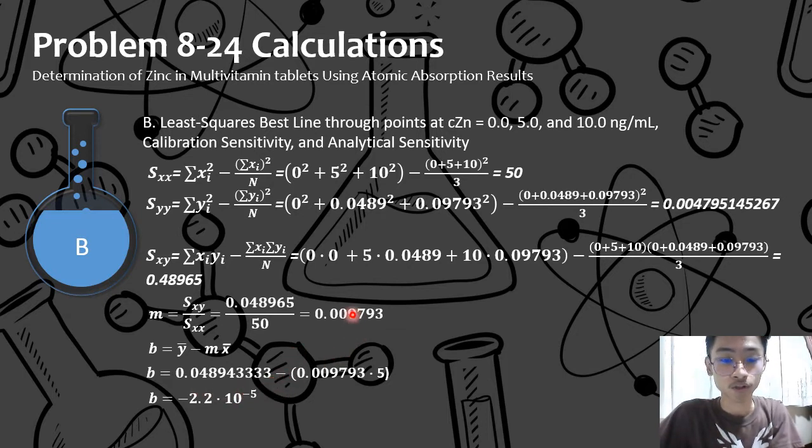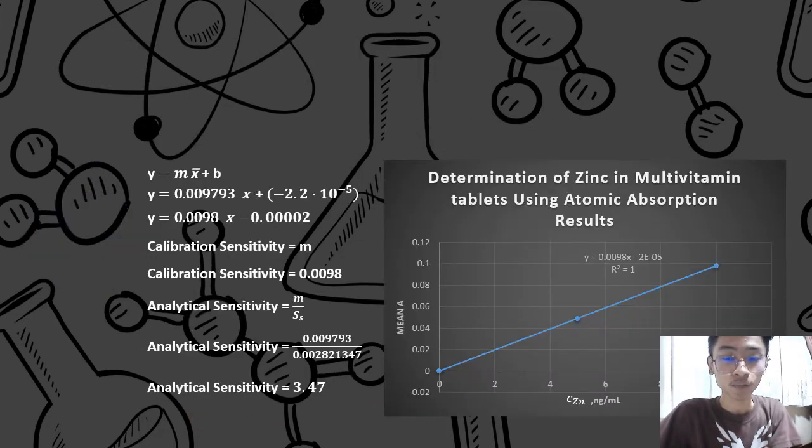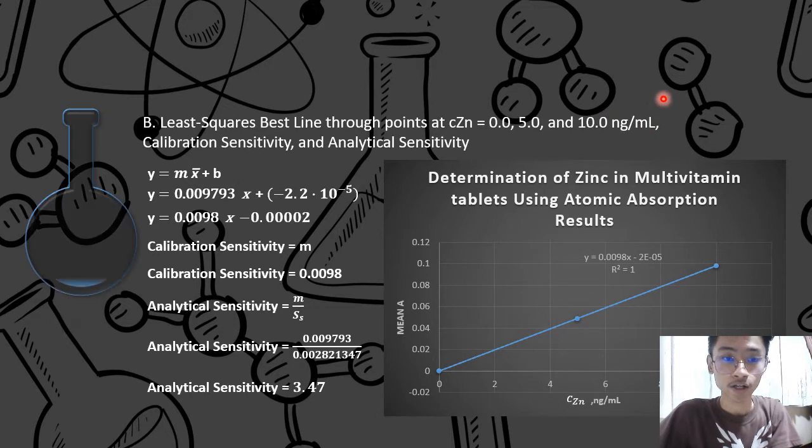So we substituted the slope, the mean of y and x values, and we arrived at a negative 2.2 times 10 to the negative 5 intercept. Next part of our calculations for the first problem.